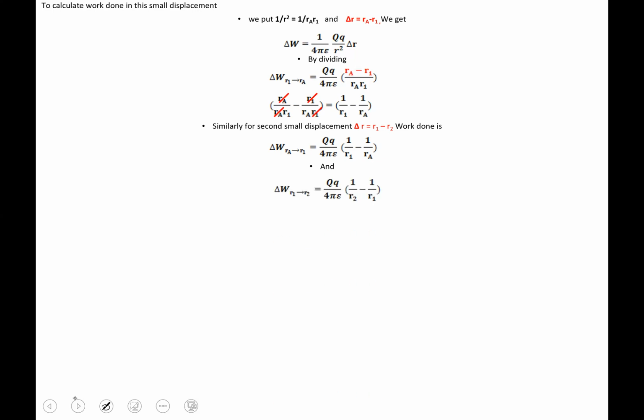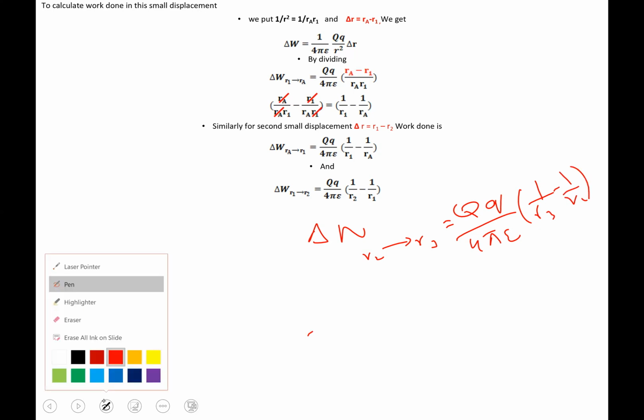In the next equation, from 1 to 2, the work done from r1 to r2 is going to be Q times q divided by 4 pi epsilon naught, 1 over r2 minus 1 over r1. And similarly, if we want to write down the work done from r2 to r3, then it will be isolated charge Q times test charge q divided by 4 pi epsilon naught into 1 over r3 minus 1 over r2, and so on till the nth number.